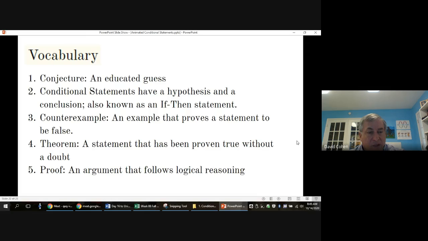Here's some vocabulary. It's really important to at least get some of these down or recognize that a conjecture is a guess. A conditional statement is that if-then, counterexample proves false. A theorem is something without a doubt, and a proof is a logical argument.